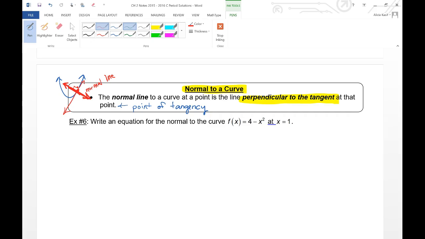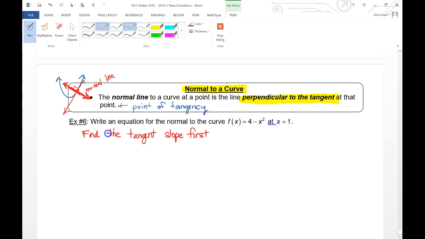Example 6. Write an equation for the normal to the curve f of x equals 4 minus x squared at x equals 1. Okay, so I don't have a formula for the normal curve. I have a formula for the tangent, right? The tangent slope. So could we figure out the tangent slope first and then plug that in for x and y? Right, so we're going to have to find x and y, but we also have to take the negative reciprocal. So for this example, we have to find the tangent slope first.